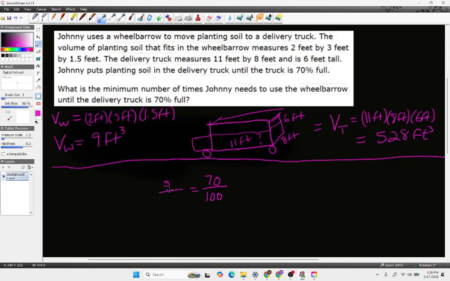So I'm just going to call that S for soil. Actually, I'm not going to do that because that looks like a 5, and that's going to confuse me. Call it D for dirt. All right. And we got 528. Okay, so we got the part over the whole equals 70 over 100. I'm going to solve by cross multiplying. 528 times 70 equals 100 times D. And I'll multiply 528 times 70, which brings me to 36960.